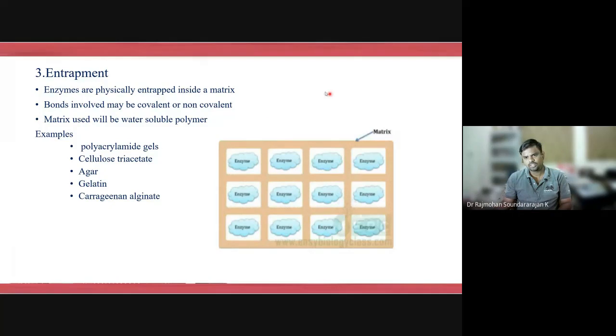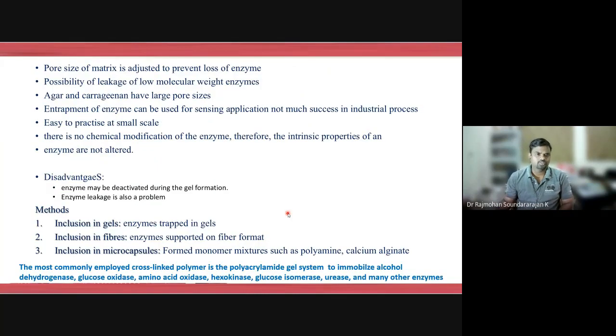Because in the case of adsorption also, we are not sure how uniformly they are distributed, but here you can see the uniform distribution also. So we have to adjust the pore size of the matrix to prevent the loss of the enzyme. Once it is locked, it's like how we fix a seat belt in our flights. So we want to adjust the pore size so that it won't get moved out of the sites of the matrix, thereby we should have very little loss of the enzyme.